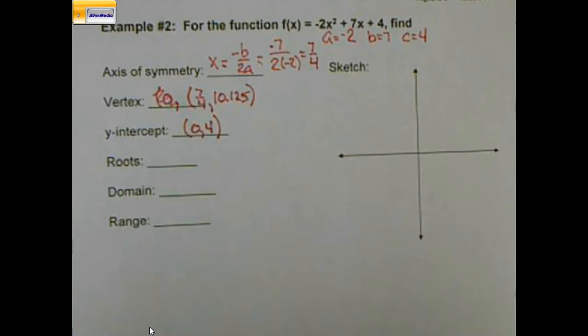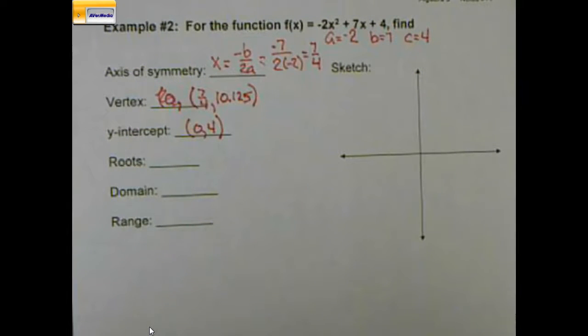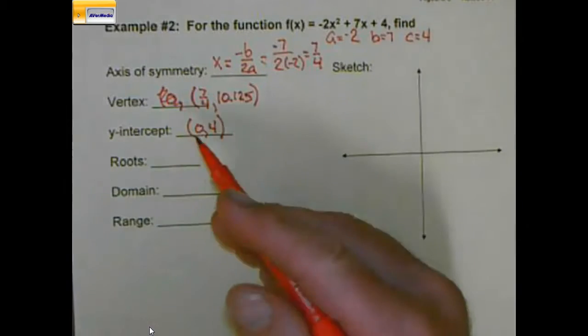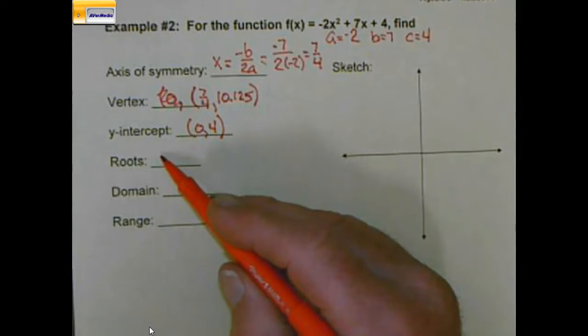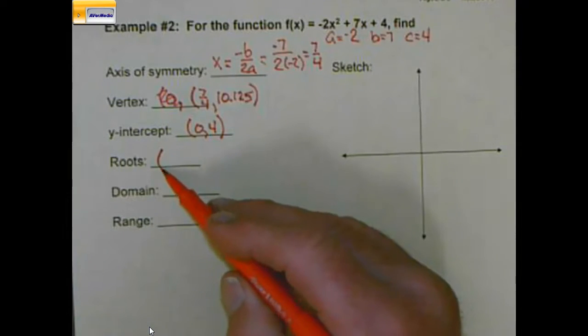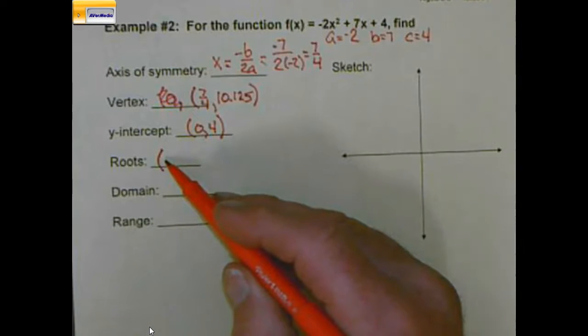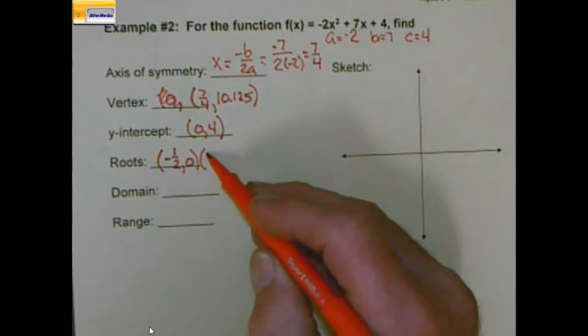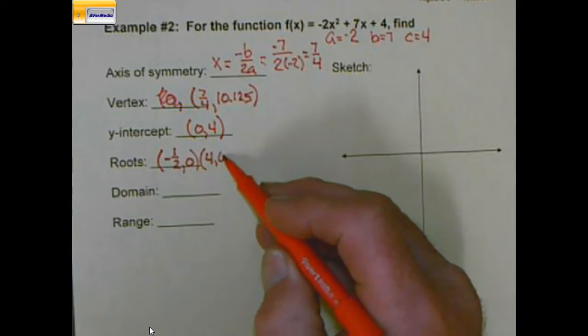Now, for the roots of the equation, we go through and factor this equation, and you can do it by either the ACD method or by grouping. I'm not going to go through step by step how to do that, but when you do factor the equation above, you will get that your two roots, or your solution, is (negative 1/2, 0) and your other solution is (4, 0).